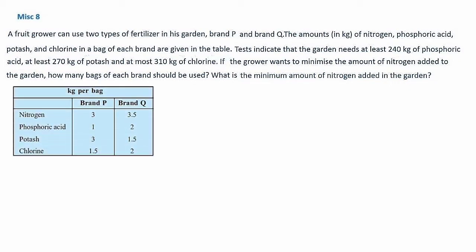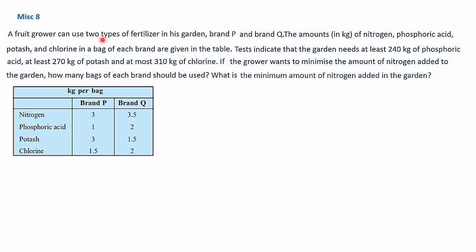There is a table also given to you, kg per bag. Two brands are mentioned, brand P and brand Q. Nitrogen 3 and 3.5 kg per bag. Phosphoric acid 1 and 2 kg per bag. Potash 3 and 1.5 kg per bag. Chlorine 1.5 and 2 kg per bag. Let's go through the question again.